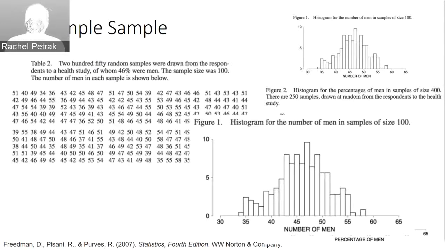And you can see that each of the percentages of the men in each sample are listed on this table. Some of them are covered up, but the point is that you can see that even though the population had 46% men, there are samples that are above and below 46%. There's plenty of samples that are in that range.